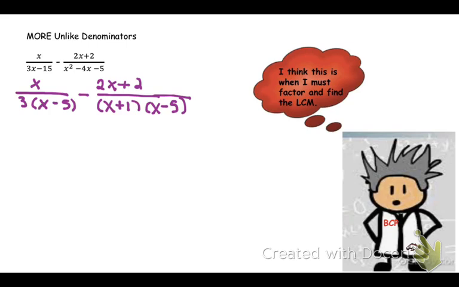Now we're looking to see what we're missing. So over on the right-hand side, you can see we have an x minus 5 and an x plus 1, but we need a 3. So I'm going to multiply the right by 3 over 3. Now when I look over to my left, I have the x minus 5, I have the 3, but I'm missing the x plus 1.